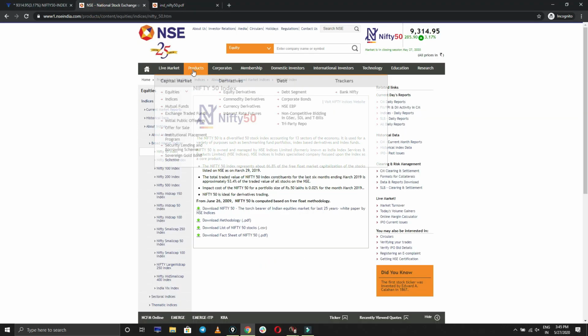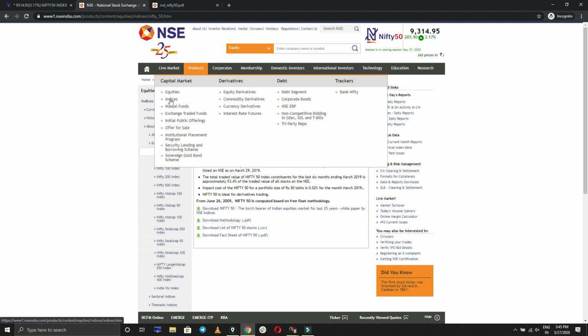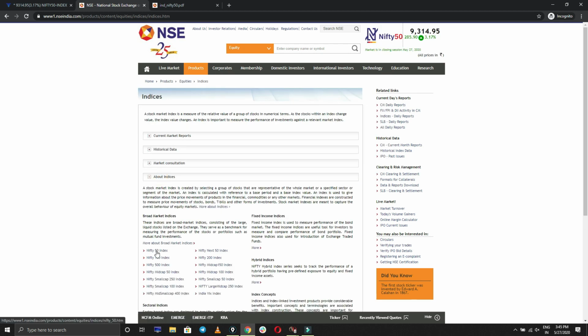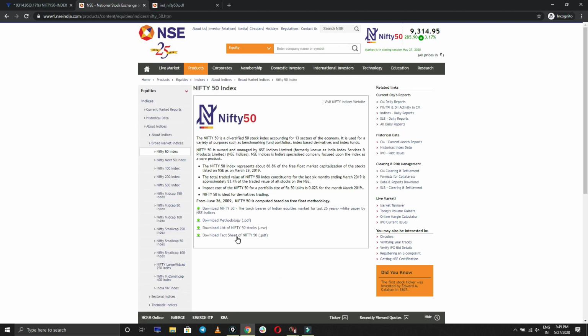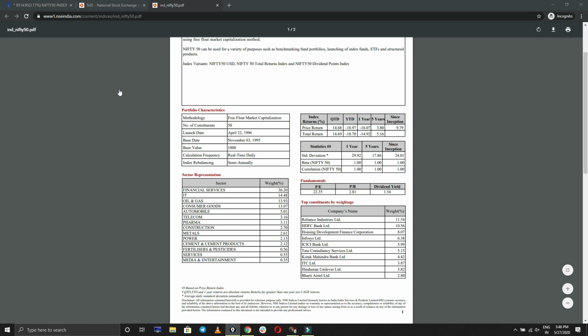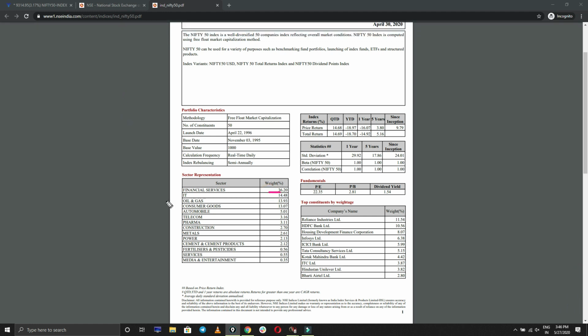This is the NSE website. If you go to Products, then Index, and click on Nifty 50 index, you will get a download fact sheet also. After downloading, here we'll get the weightage of Nifty. Financial services weightage is 36% and IT is 14%, so totally approximately 50% weightage.